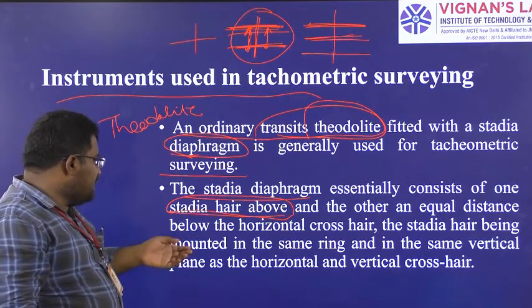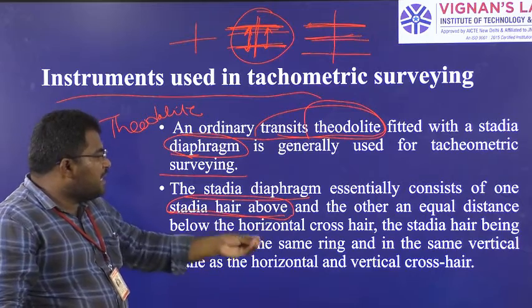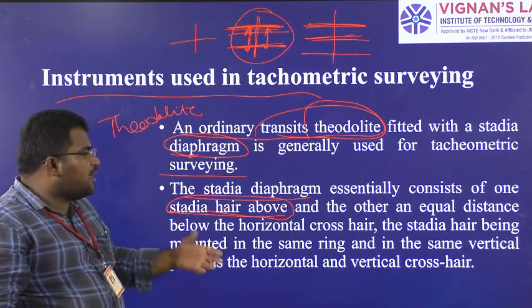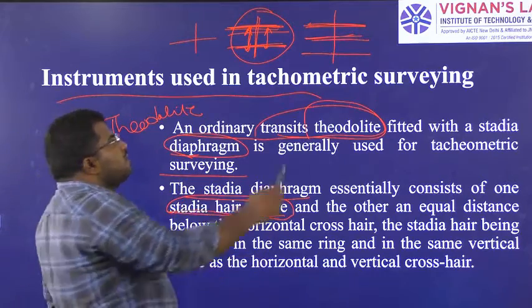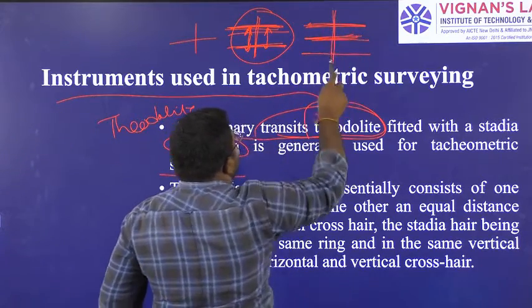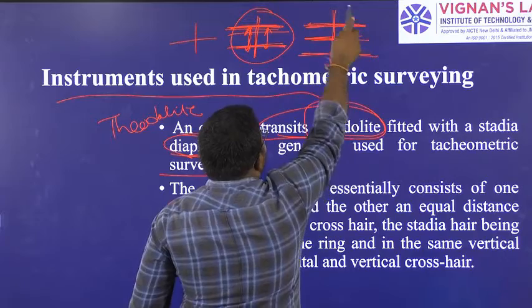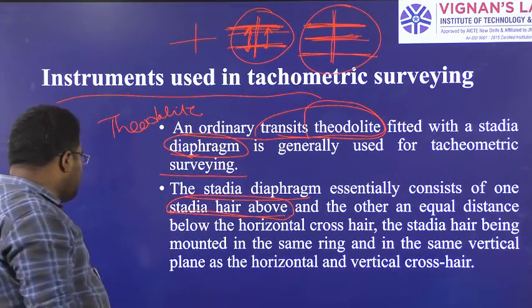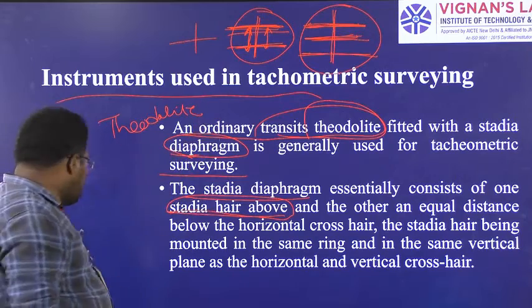The stadia hairs are mounted in the same ring and in the same vertical plane as the horizontal and vertical crosshairs. Vertical crosshairs are in the same plane, in the same place, and these are there. That arrangement is what we call a stadia diaphragm.